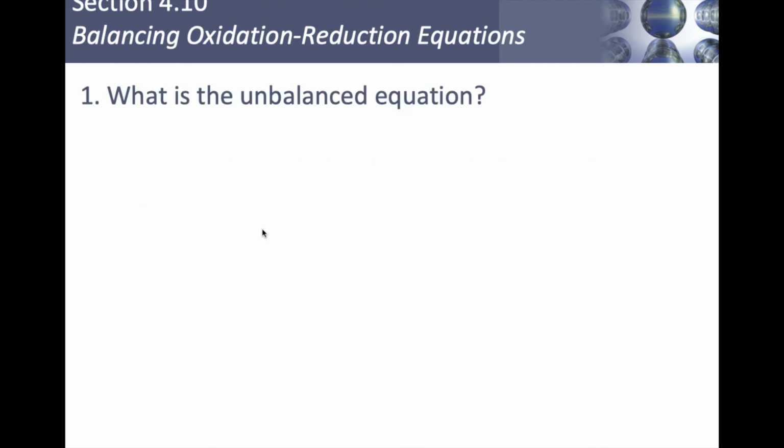So let's write the unbalanced equation. So just off the top of your head, zinc metal, hydrochloric acid, we're making zinc chloride, and we're making hydrogen gas. So you should be able to identify zinc, hydrogen gas, it's a diatomic gas, H2. Hydrochloric acid is HCl, and then zinc chloride is ZnCl2.